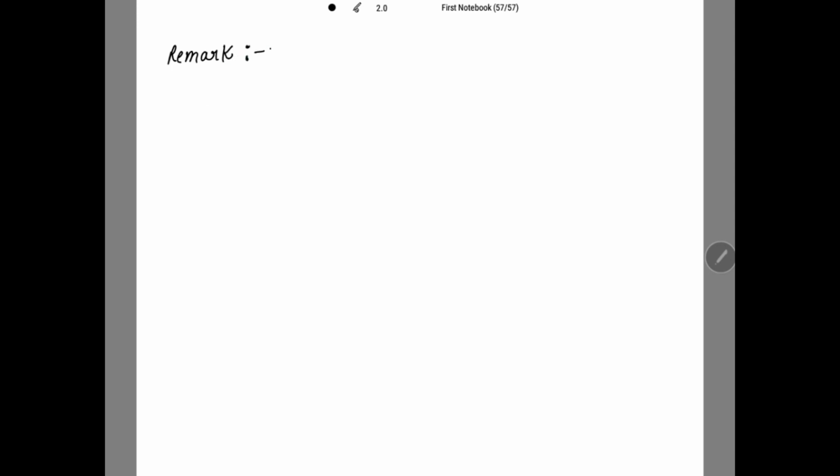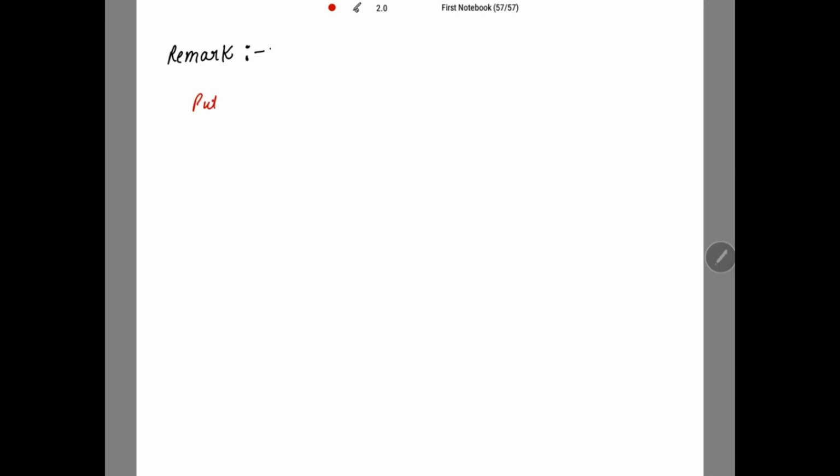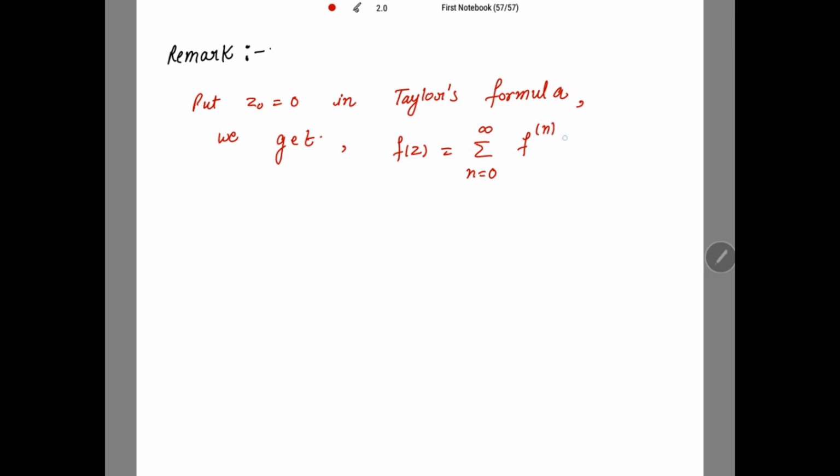What is the Taylor's formula? See, if we put z0 equal to 0 in Taylor's formula, we get f of z is equal to summation n going from 0 to infinity of the nth derivative at z0, and z0 is 0, over n factorial, and z minus z0, since z0 is 0, I have to write only z to the power n. Alright, so this is nothing but your Maclaurin's formula.